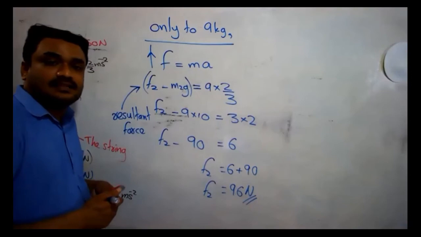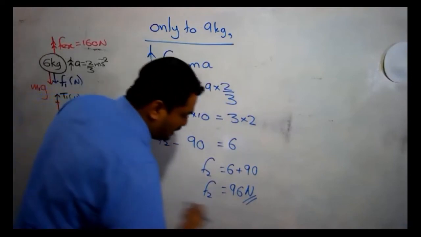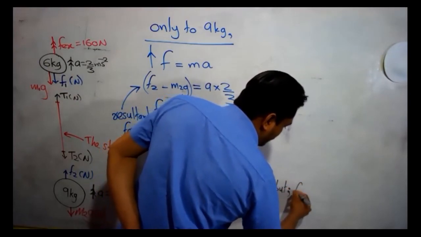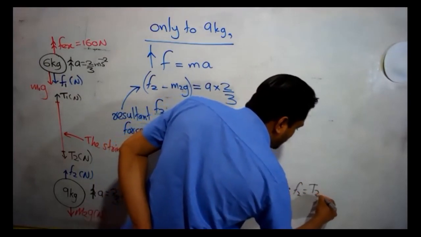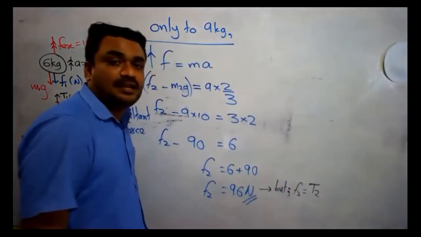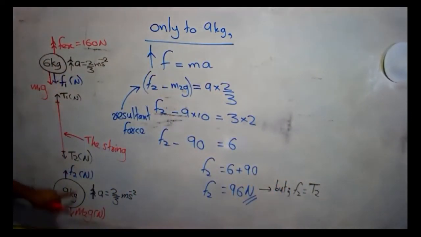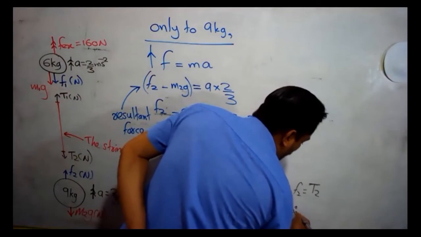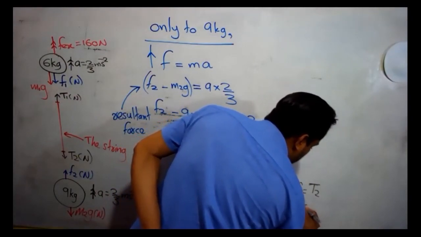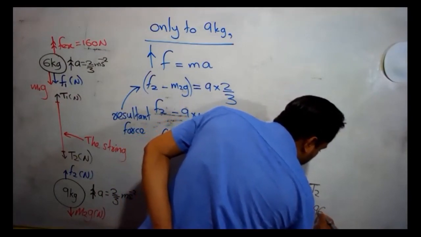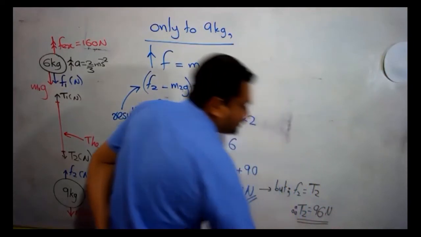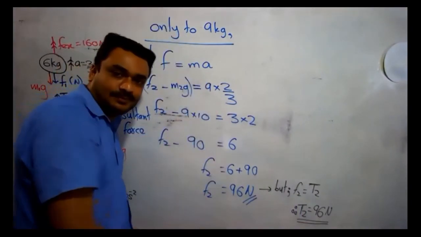F2 equals 96 Newton. But we know that F2 and T2 are action-reaction forces given by Newton's third law of motion. Therefore, if F2 is 96 Newton, T2 is also 96 Newton. So T2 is 96 Newton. Completed here. Write them all.